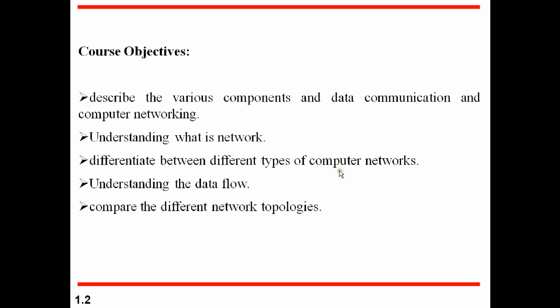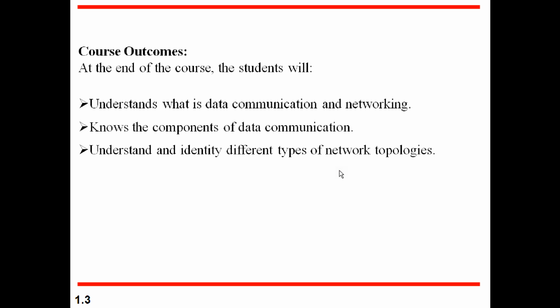Firstly, let us know the course objectives. Describe the various components of data communication in computer networking, understand what a computer network is, differentiate between different types of computer networks, understand the data flow, and compare the different network topologies. At the end of the course, the outcomes are: the student understands what data communication and networking are, knows the components of data communication, and understands and identifies different types of network topologies.